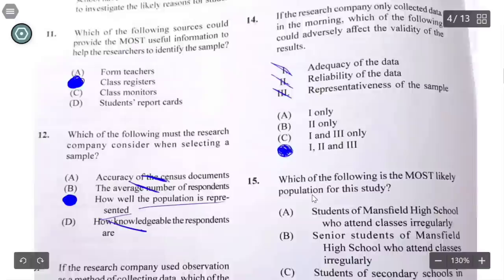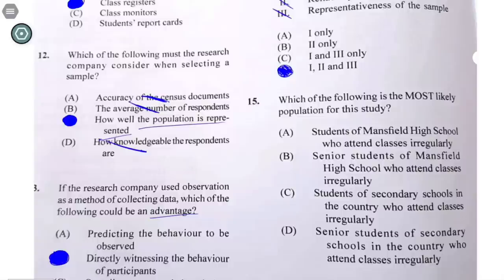All right, so number 15, which of the following is the most likely population for this study? Students of the Mansfield High School who attend classes irregularly, senior students of Mansfield High School who attend classes irregularly, students of secondary schools in the country who attend classes irregularly, senior students of secondary schools in the country who attend classes irregularly.